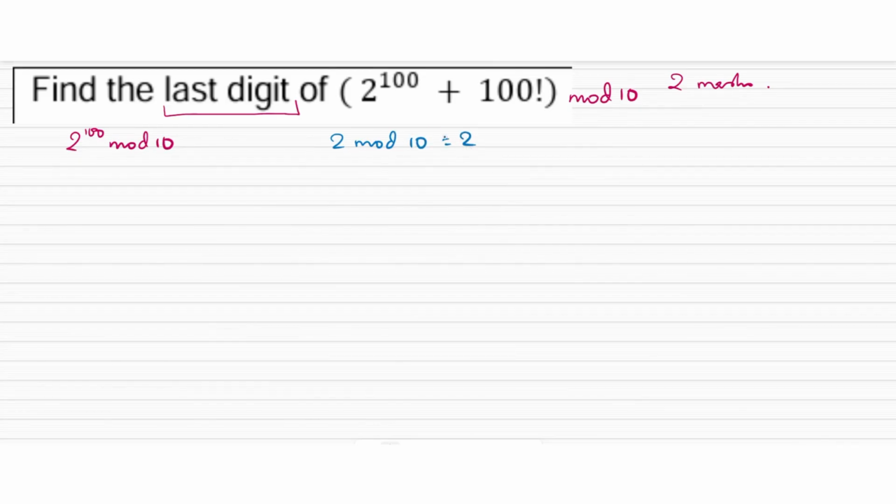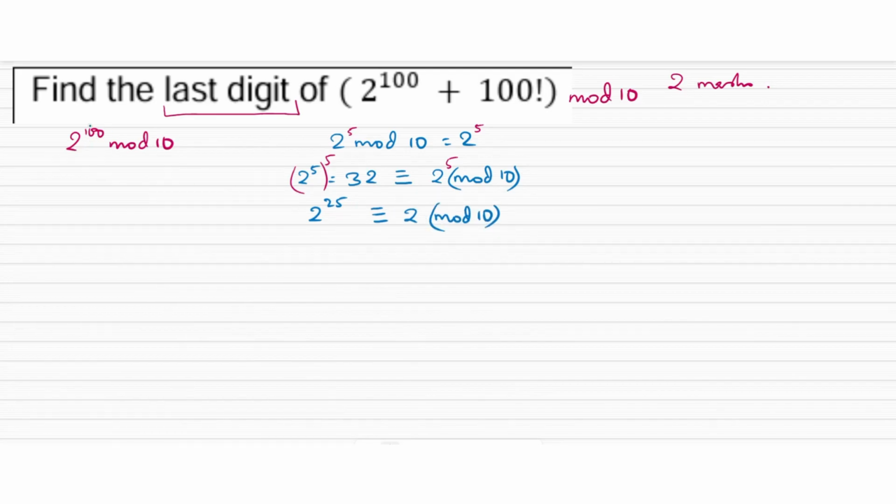So I'll increase the power on both sides. Let's say I'll increase the power by 5 on both sides. So 2 to the power 5, which is 32, when divided by 10 gives me 2. So 2 mod 10. Now increasing the power on both sides by again 5, I get 2 to the power 25 and 2 to the power 5 over here. So we have already seen 2 to the power 5 is 32, mod 10 will give me again 2 mod 10.